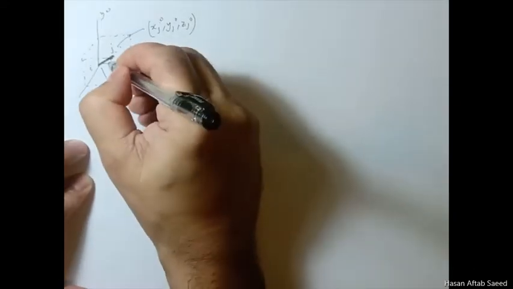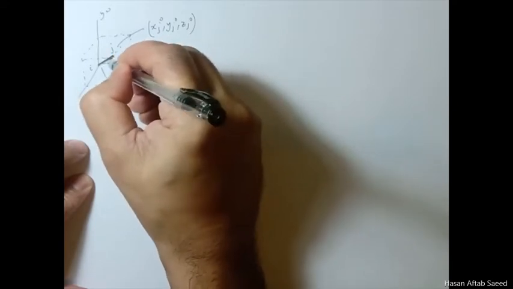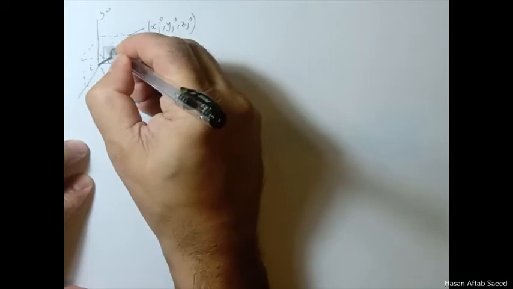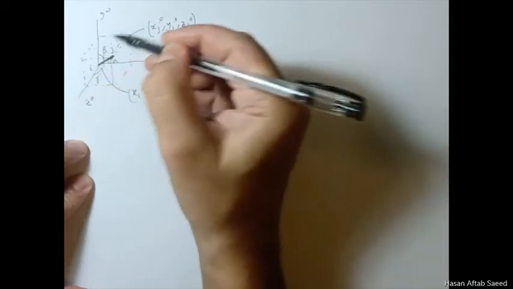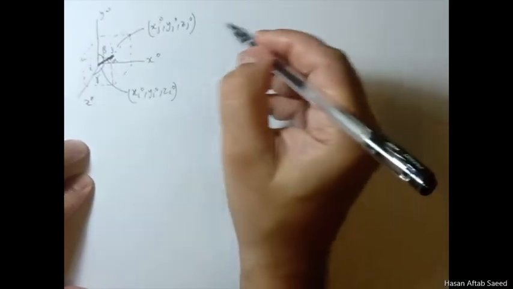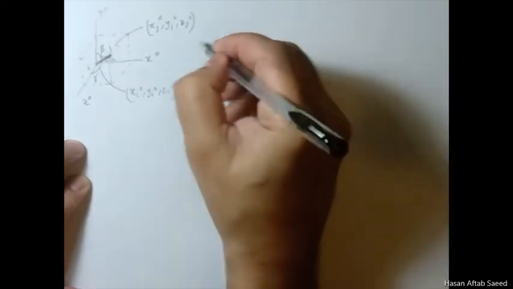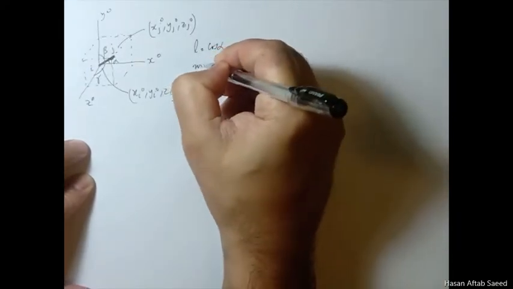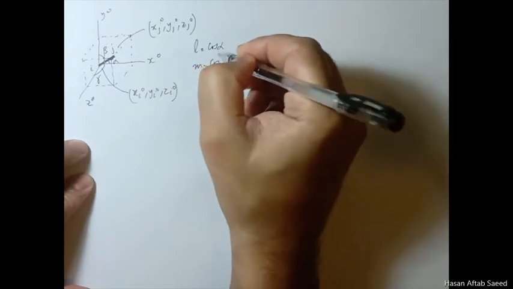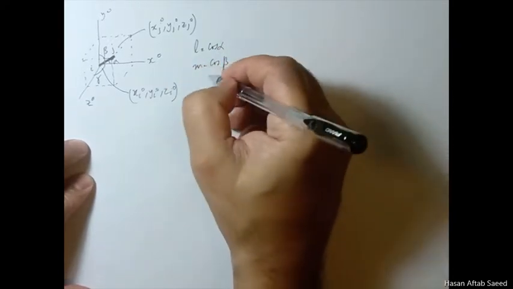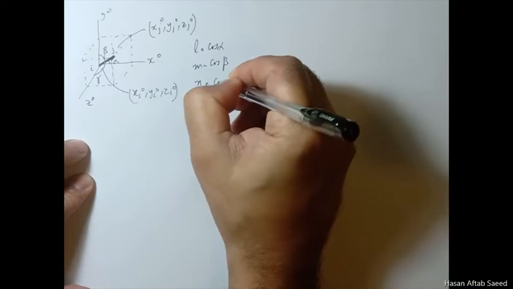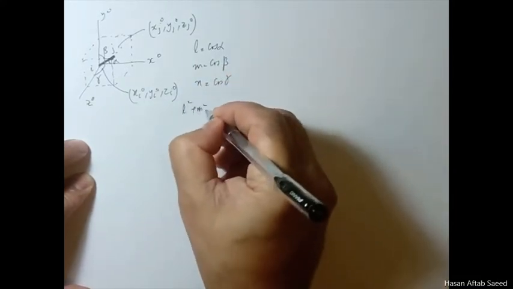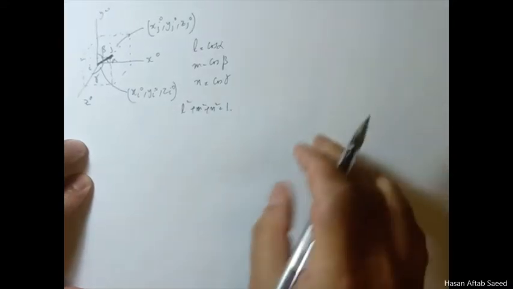And the angle this element makes with the x-axis is called alpha, with the y-naught axis is called beta, and with the z-naught axis is called gamma. And the direction cosines now will be three: cos alpha, cos beta, these are the same as the 2D system, but here you'll also have cos gamma. And the property l square plus m square plus n square is equal to 1 will still hold.